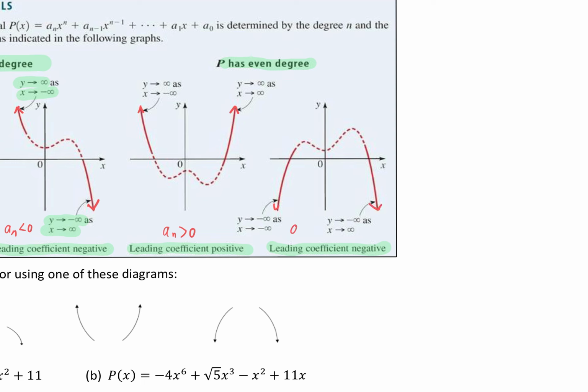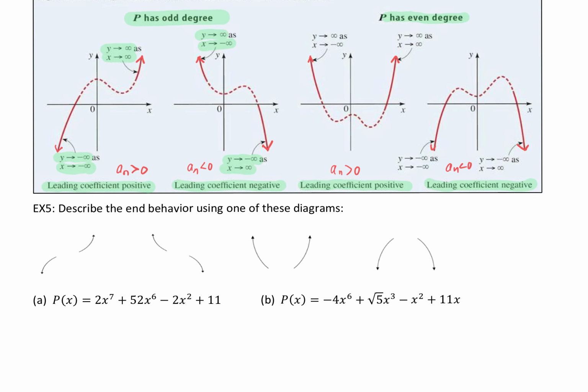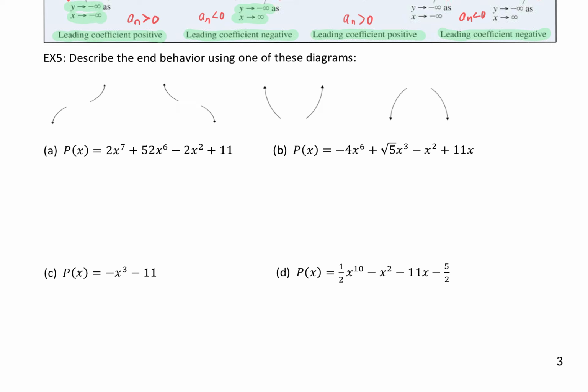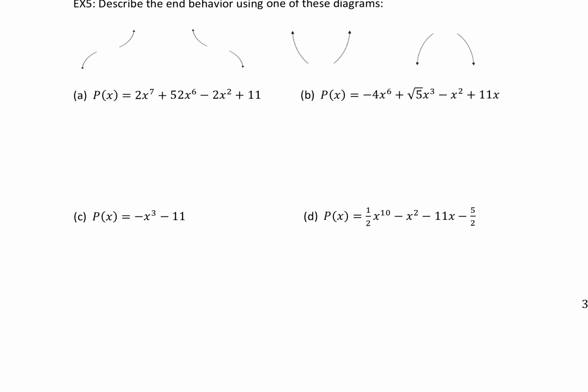So that would be a sub n less than 0. And that's the 4 choices that you have for the end behaviors of a polynomial. In example 5, we're going to describe the end behavior using one of these diagrams. For part A, we have this polynomial, and what we really want to look at is just the leading coefficient and the degree.